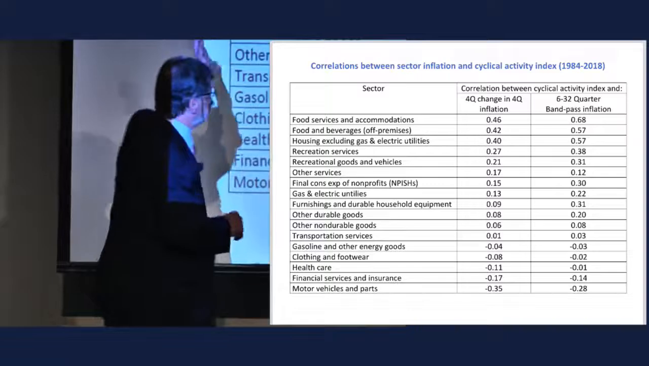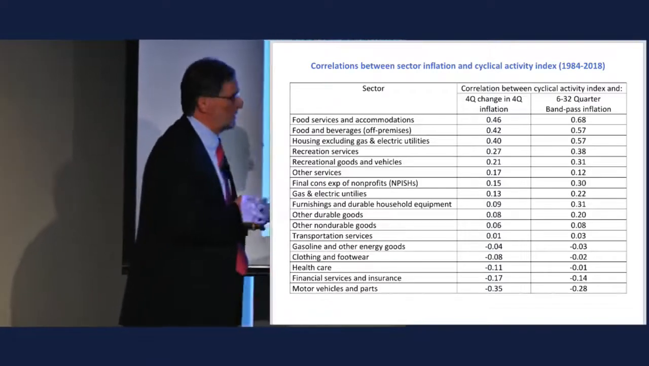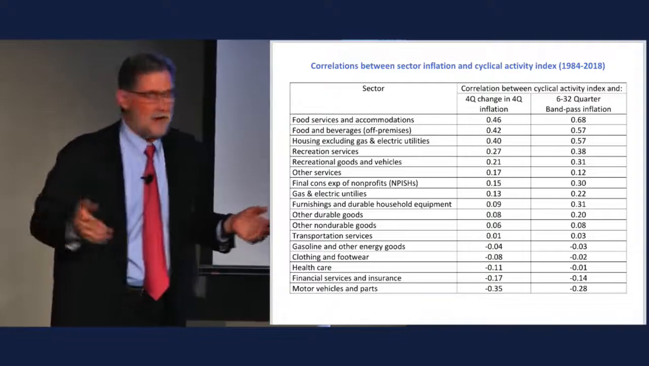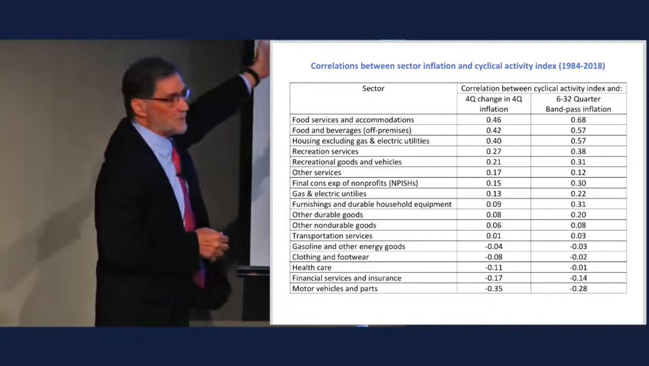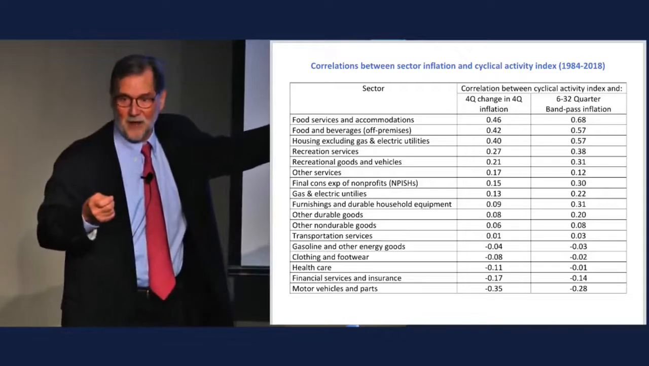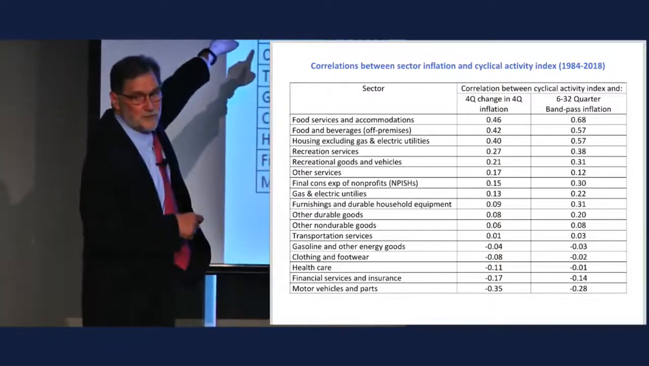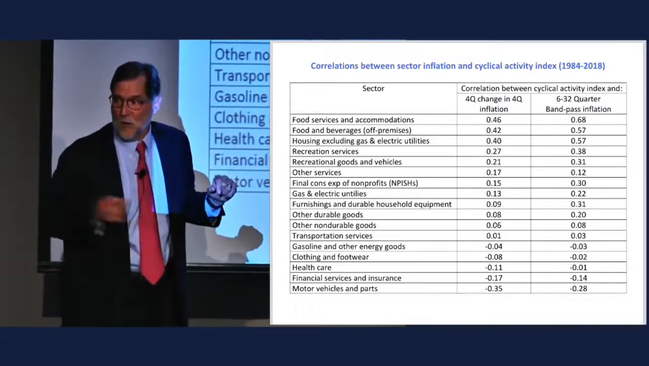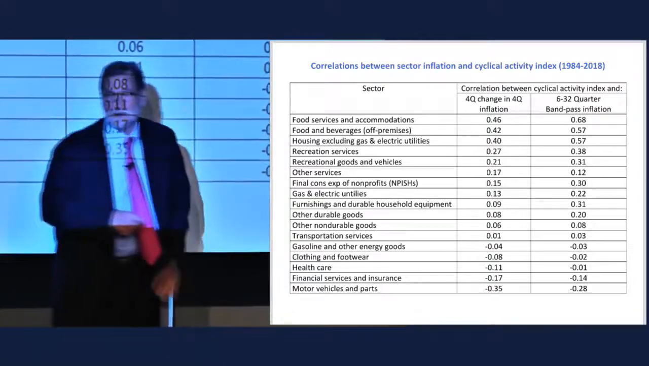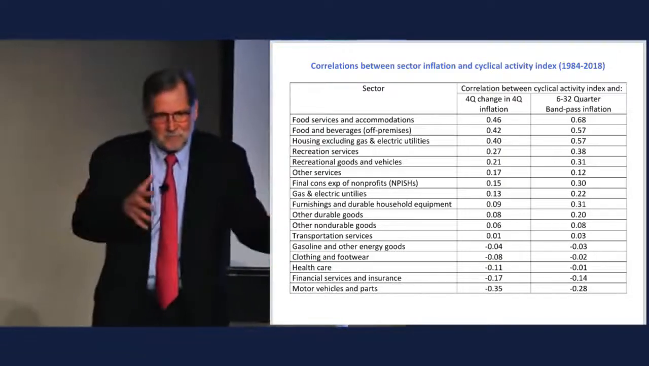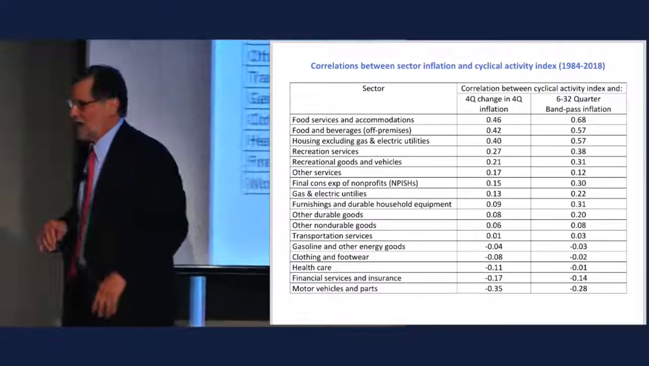Okay, so now life is pretty simple. Let's take all of these inflation rates for these sectors, again four-quarter change in four-quarter inflation, and look at the correlation between those and this activity measure. And you can see, sure enough, there are different correlations. Food services and accommodations, these are restaurants and hotels, inflation in those sectors is pretty highly correlated with economic activity. So is food and beverages, so is housing. Those are all well-measured sectors, and they're pretty highly correlated. This is using bandpassed, business-cycle smooth versions of these inflation measures, and you see roughly the same thing there. Okay, so great, we've got differential correlations.